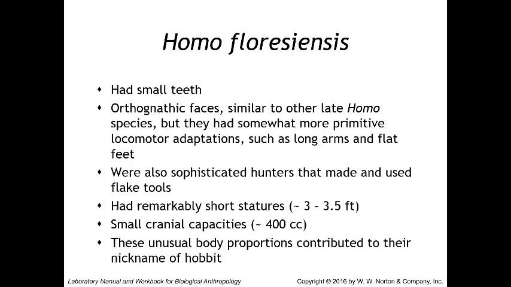They had small teeth, orthognathic faces similar to other late Homo species, but they also had somewhat more primitive locomotor adaptations, things like the long arms and flat feet. They were also sophisticated hunters that made and used flake tools, and they were remarkably short, with a stature of about 3 to 3.5 feet. They had small cranial capacities, around 400 cc's, and those unusual body proportions contributed to their nickname of hobbits.